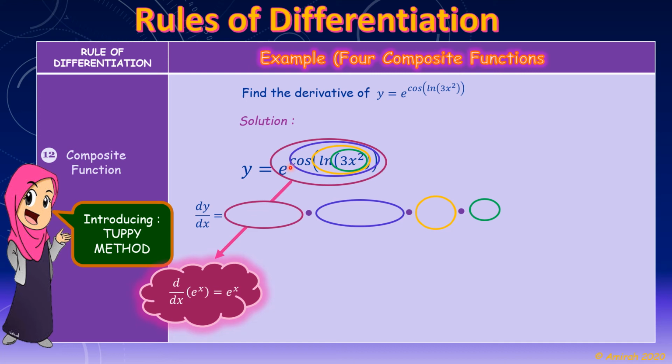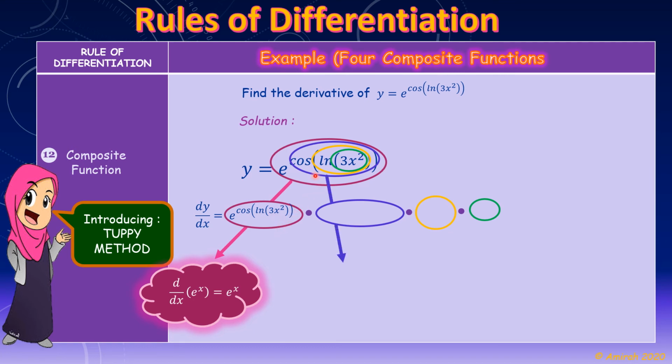To differentiate the outer function inside the outer circle, we can refer to the basic formula related to this function. The outer function is e to the power of something, so we can refer to the basic formula e to the power of x. When we differentiate e to the power of x, it becomes e to the power of x. So when we differentiate e to the power of cos ln 3x squared, we have e to the power of cos ln 3x squared back.